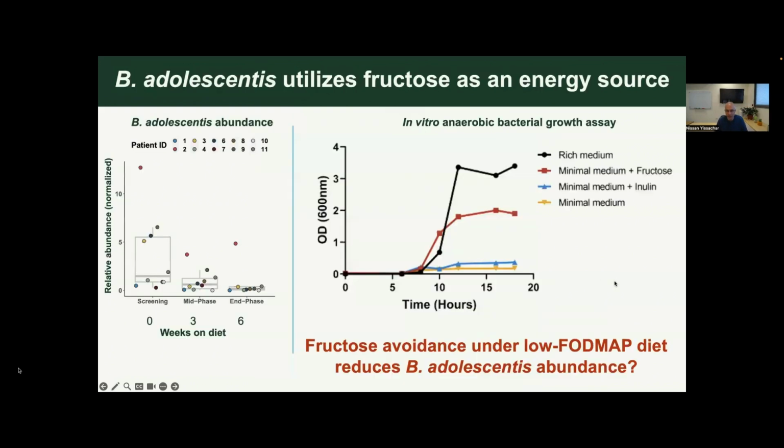We're not sure yet. What causes the changes in B. adolescentis abundance in response to diet? To address that, we followed B.